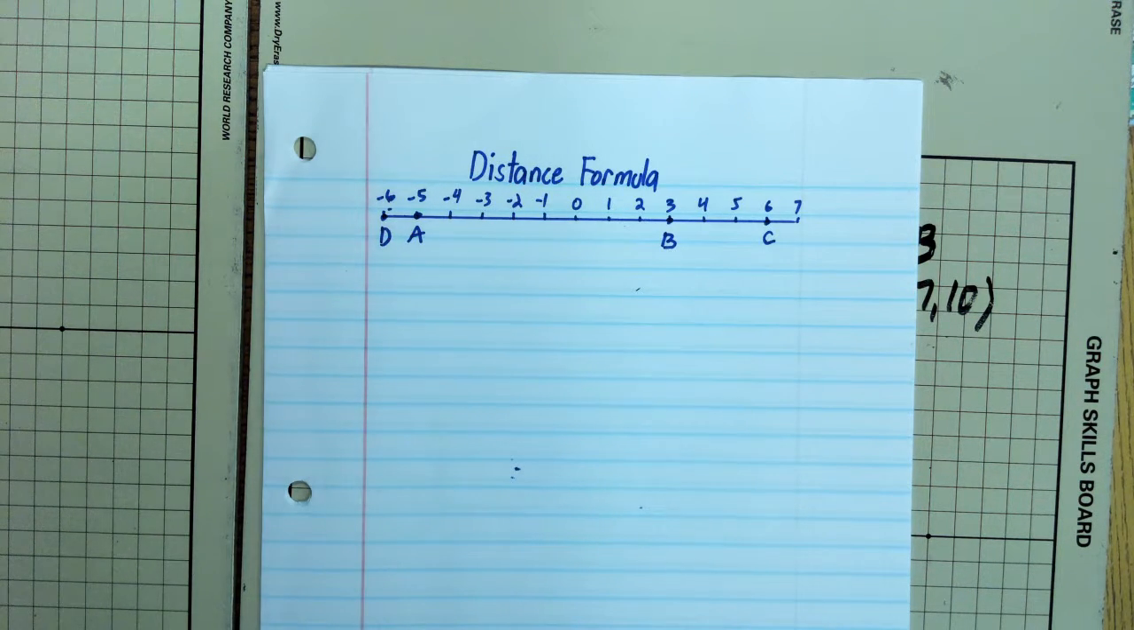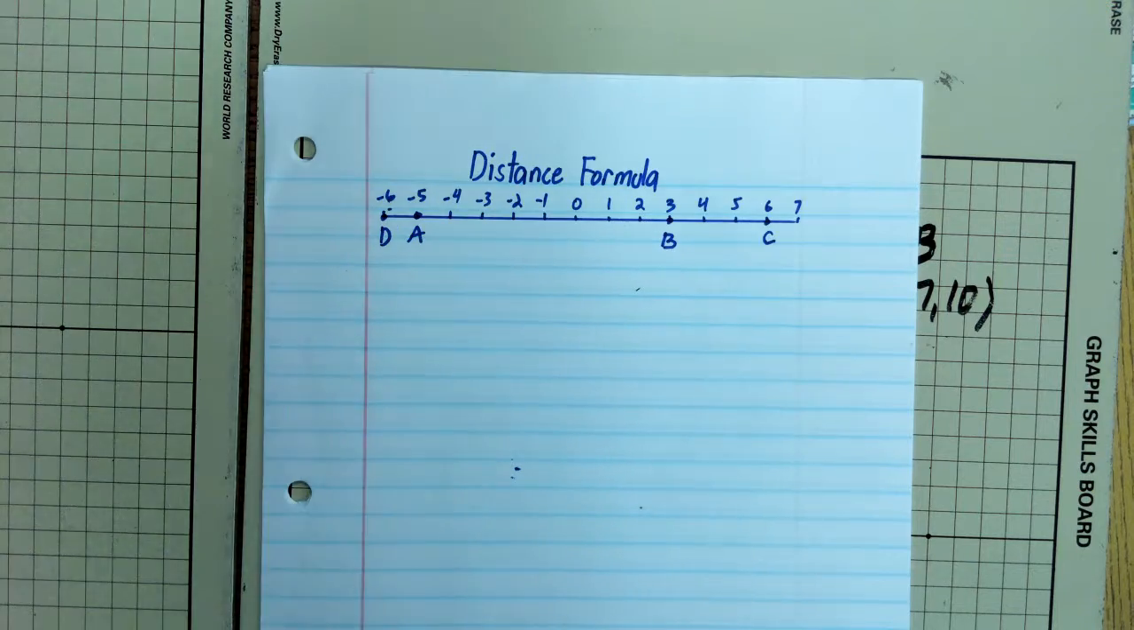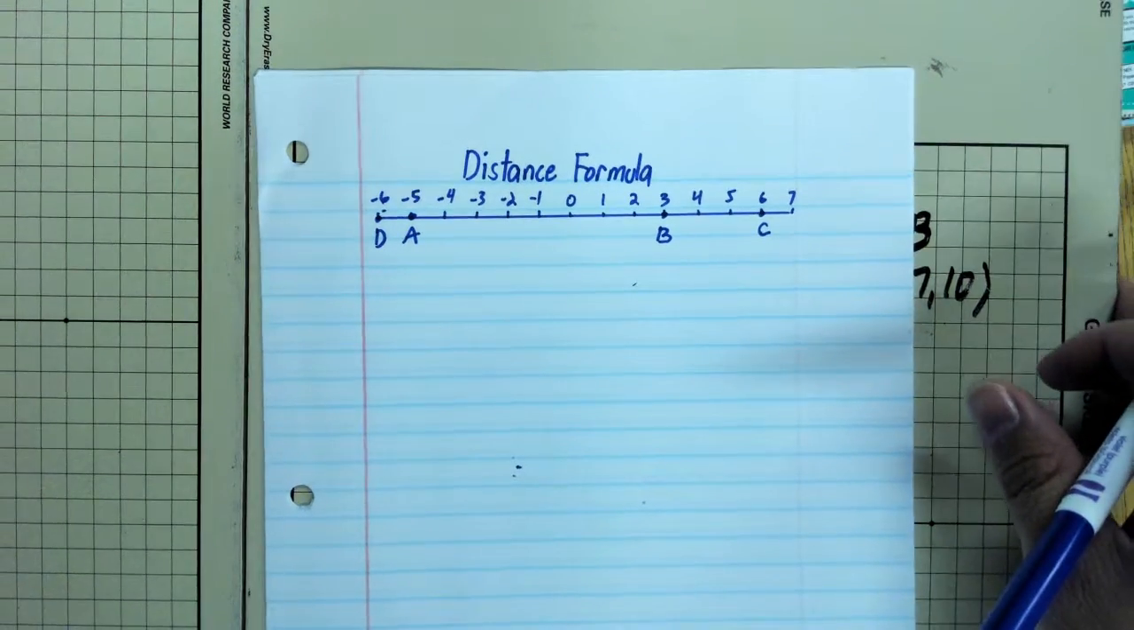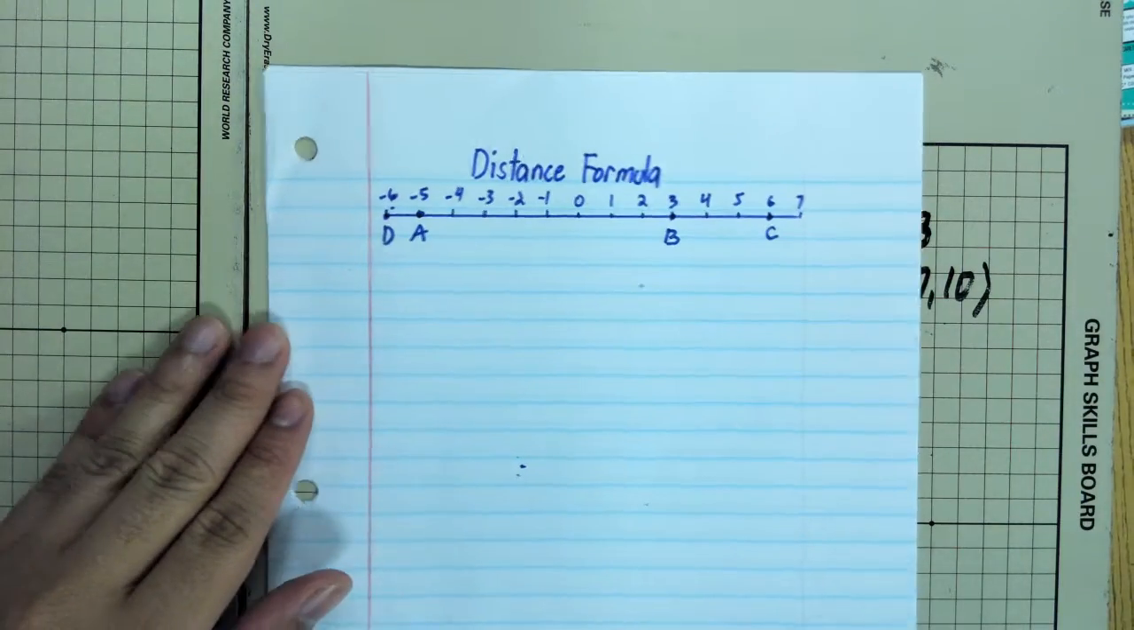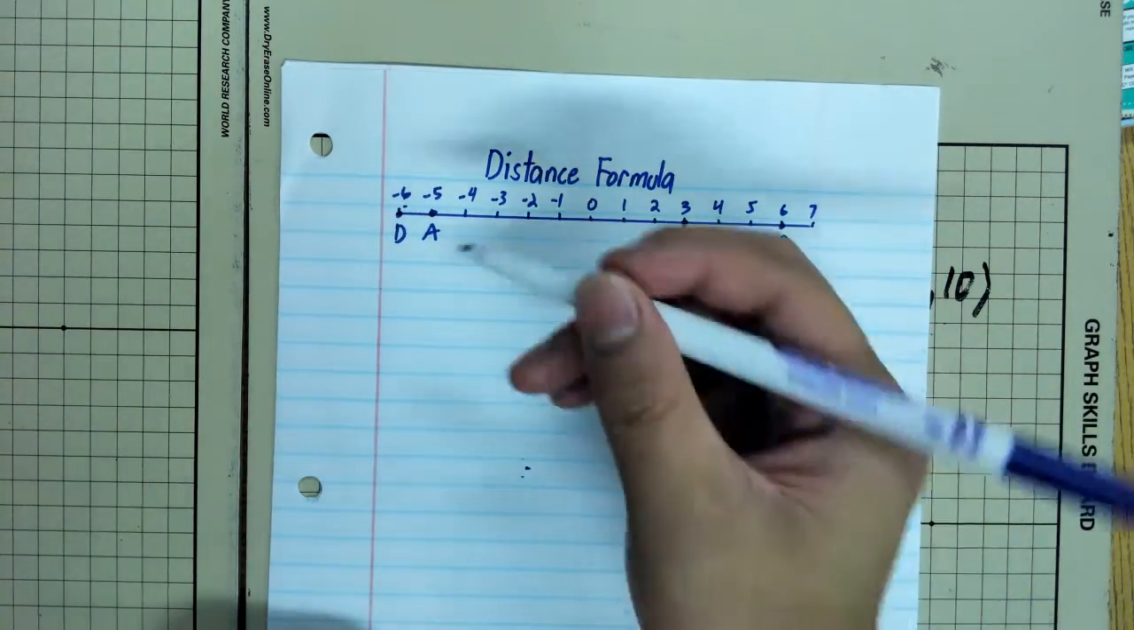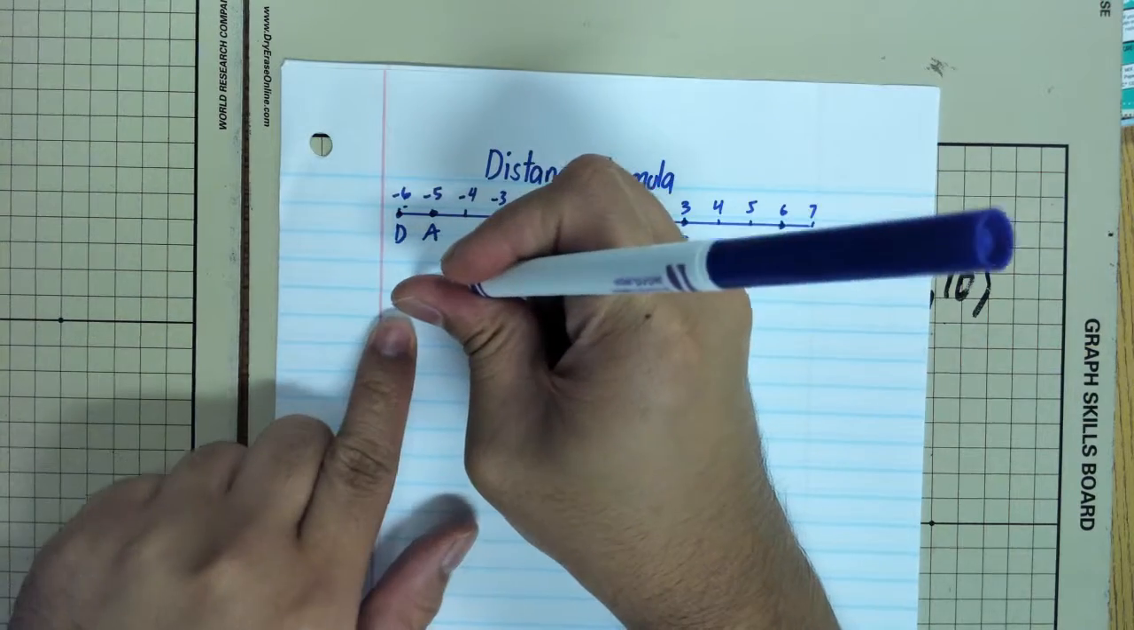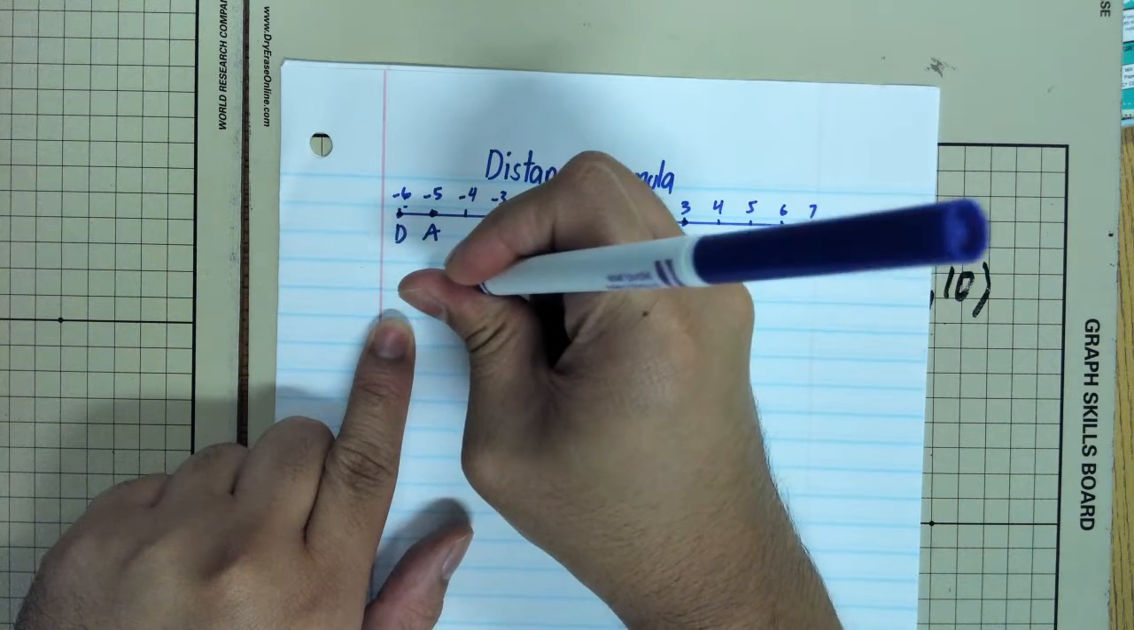Hello, today we will talk about the distance formula. Before I cover the distance formula, however, let's talk about the distance on a number line. So first I want to find what is the distance of segment AB.